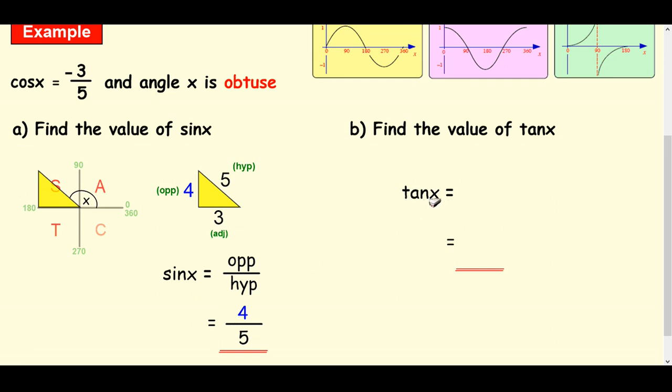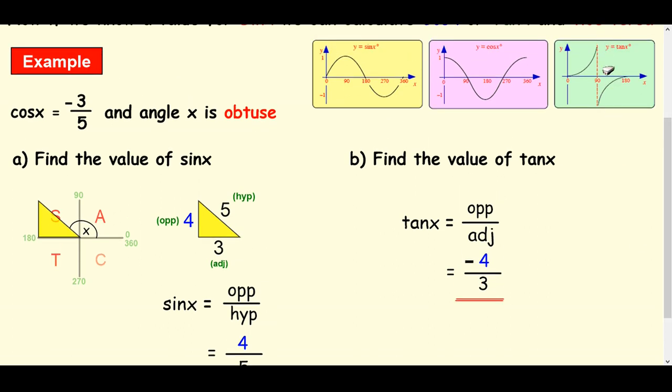When you move to tan, tan is equal to opposite over adjacent. You look at your triangle, and the opposite side's 4, adjacent side's 3, so it would be 4 over 3. But we're in the second quadrant, and only sine is positive there. So it's going to be negative 4 over 3. And again, if you look at the graph here, between 90 and 180, obtuse angles, which I'm dealing with here, tan is negative, so that makes sense.